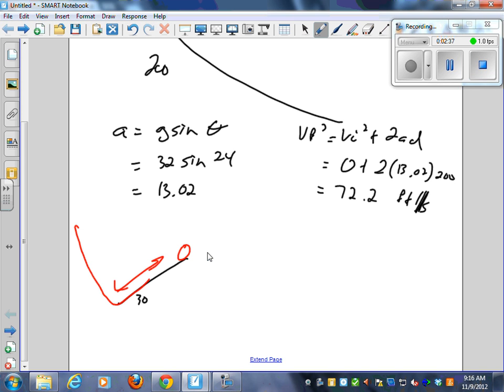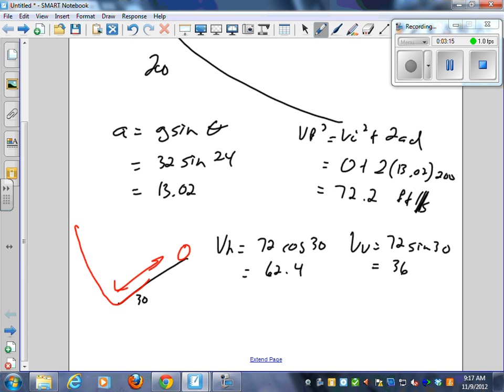All right, so we need to break it into components here. The horizontal component is going to be 72 cos 30, which is 62.4. The vertical is going to be 72 sine 30, which is 36. Now, which one of those two things determines how far it goes?